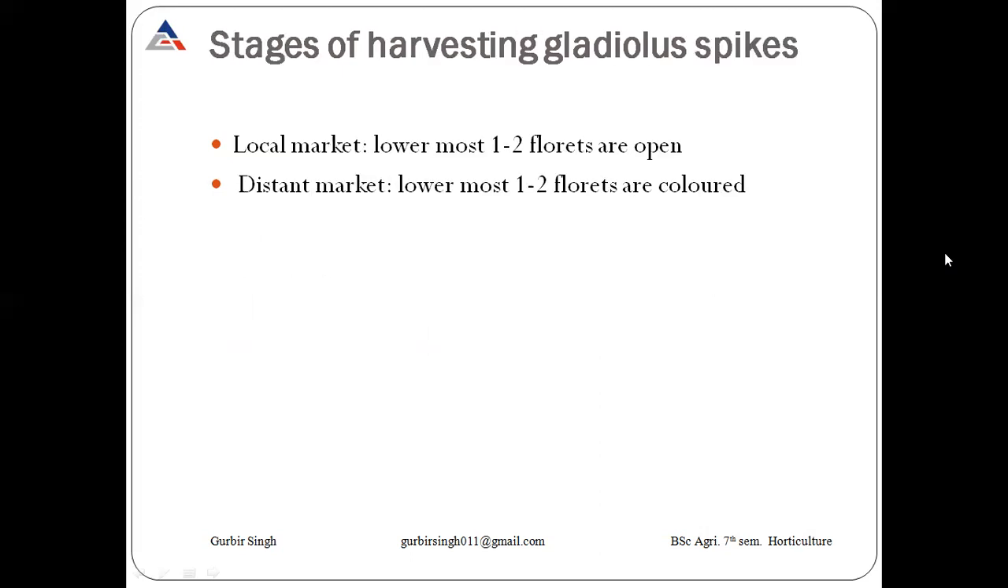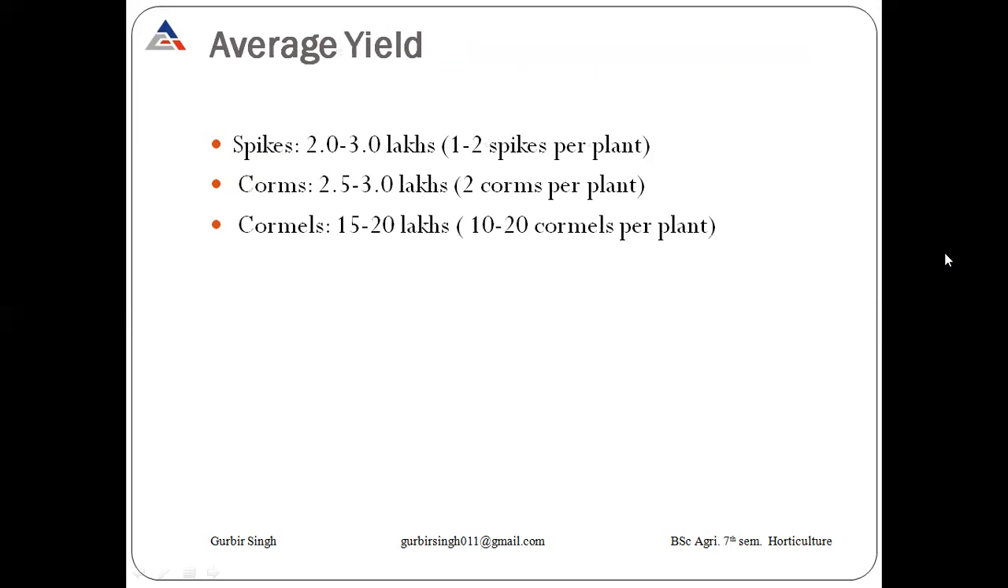Stages of harvesting Gladiolus. For the local market, when the lowermost 1 to 2 florets are open, and for the distant market, when the lowermost 1 to 2 florets are colored. Average yield. Spike 2 to 3 lakh, that is 1 to 2 spikes per plant. Corm 2.5 to 3 lakh, that is 2 corms per plant. And cormels 15 into 20 lakh, that is 10 into 20 cormels per plant.